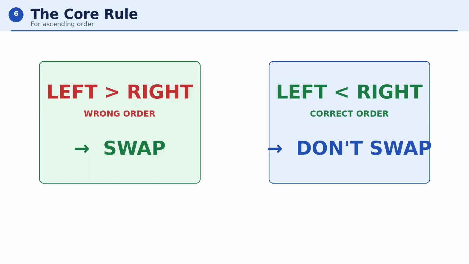Now we have the most important rule of bubble sort. Whenever we look at two adjacent elements, we compare them. Suppose we are sorting in ascending order. If the left element is greater than the right element, they are in the wrong order. So we swap them. For example, 5 and 2. 5 is greater than 2. So 5, 2 becomes 2, 5 after swapping. But suppose we compare 2 and 8. 2 is already smaller than 8. So they are already in the correct order. We don't swap them. This simple comparison and swap operation is what bubble sort repeatedly performs.